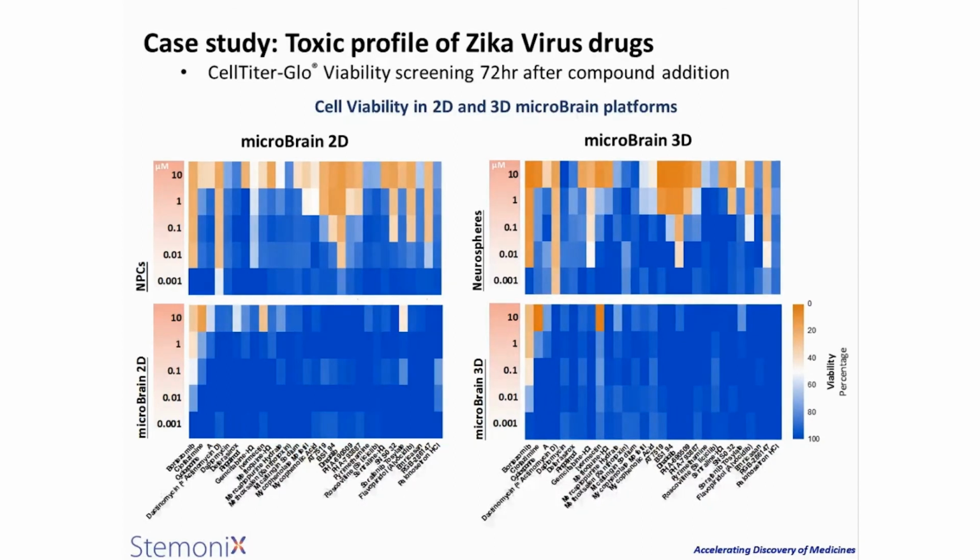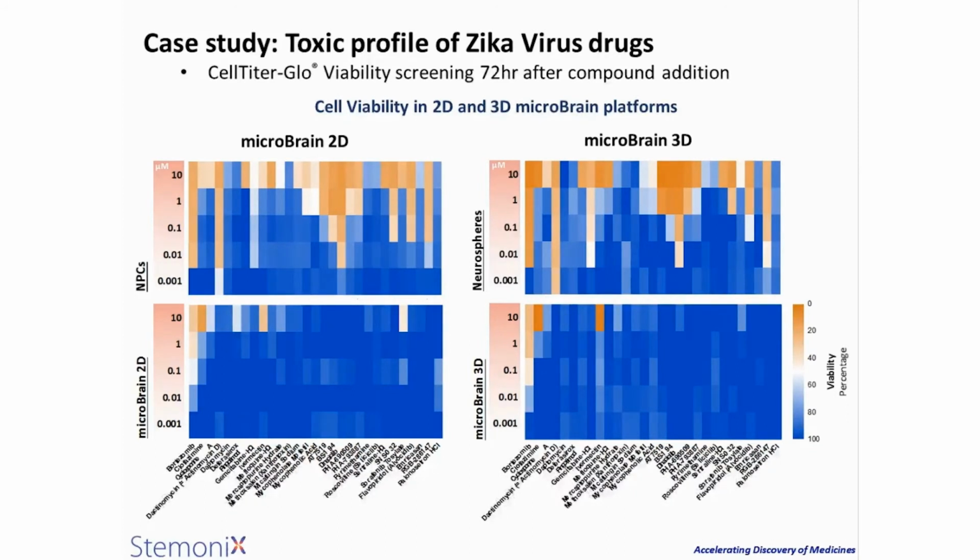The only difference between the two is that instead of using the CellTiter-Glo from Promega for the 2D, you use the CellTiter-Glo from Promega 3D for the 3D platform. And you can use any plate reader to read this assay. In this case, you use the SpectraMax from Molecular Devices to do these readings.